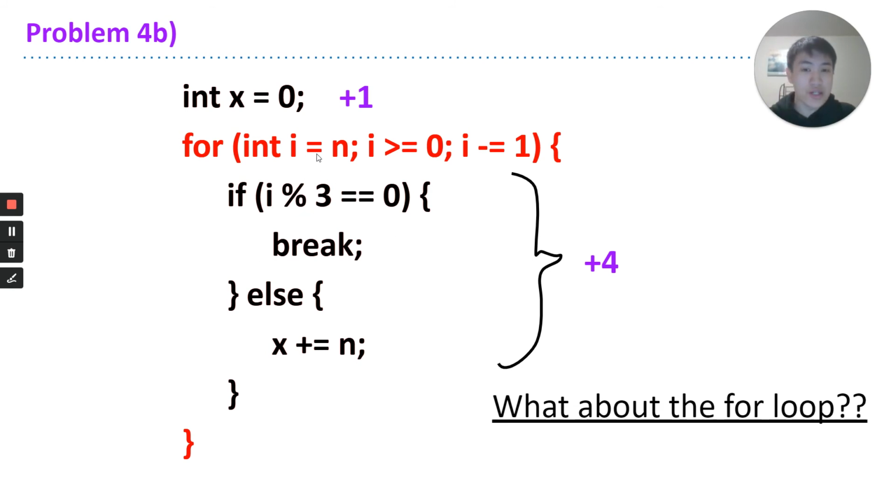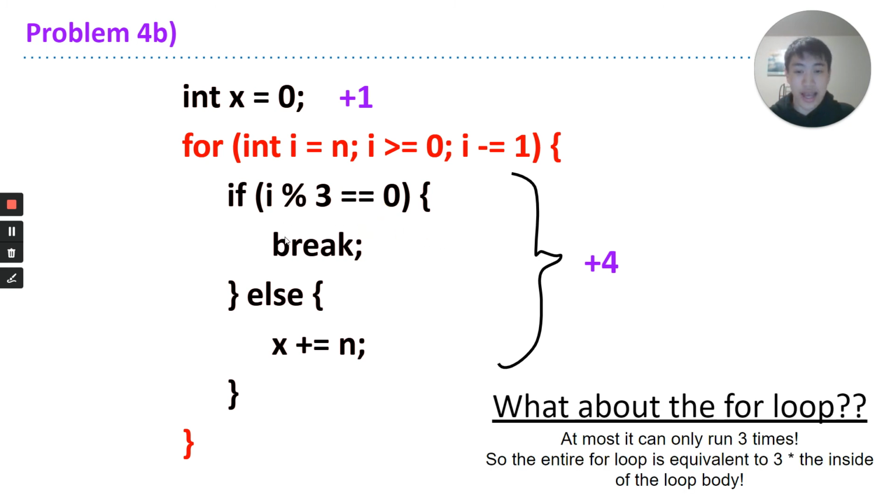Because we're decrementing i only by 1, after either the first, the second, or the third iteration, this requirement will be satisfied and will break from this for loop. So yeah, at most this for loop can run 3 times.